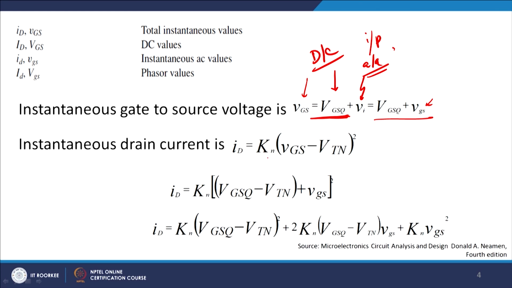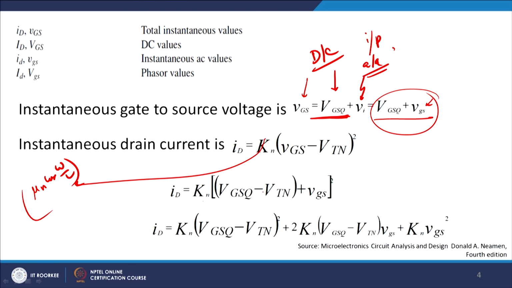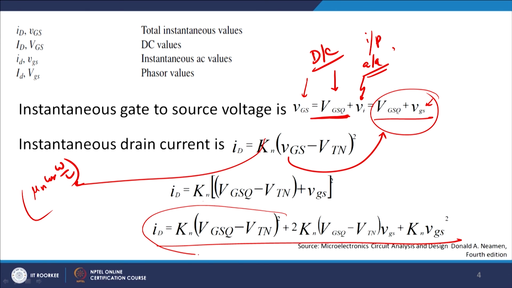The instantaneous drain current has Kn, which is nothing but mu n C oxide W by L. So, ID equals Kn times (VGS minus threshold voltage) whole square in the saturation region. In place of VGS minus VTN, you just have to put this value. So, I get (VGSQ minus VTN plus vgs) whole square, and if you expand it, I get something like this. This is no problem because we have been talking about it quite a lot. It is VGSQ minus VTN whole square, the current in the saturation region.